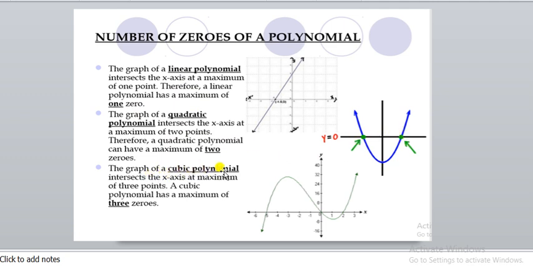And the graph of a cubic polynomial intersects the x-axis at a maximum of 3 points. So a cubic polynomial has a maximum of 3 zeros, meaning there will be 3 values of the variable for which it will be satisfied.